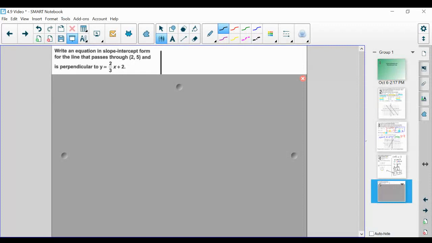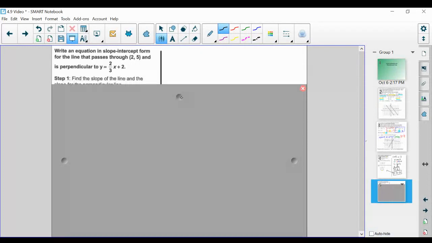So this is, I believe, on the right-hand side of your guided notes. We're given that we want to have this line go through the coordinate point (2, 5), and it's perpendicular to the given equation, y equals 2/3 x plus 2. So just like we did with parallel, let's think about what it means to be perpendicular. Well, to be perpendicular means the product of my slopes should be negative 1. And another way to think about it is the slopes should be opposite reciprocals of each other.